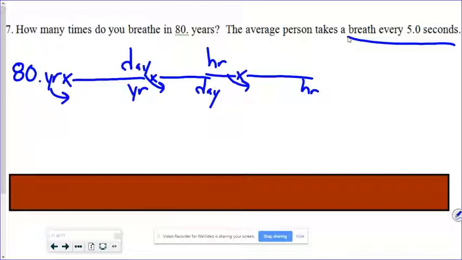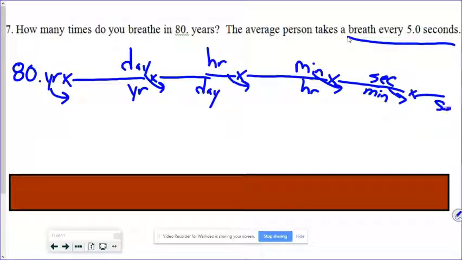Hours. What can I convert hours into? I can convert hours into minutes. All right, do I want my answer in minutes? No, I want it in breaths, so I got to get rid of minutes. So whatever's up here goes down here, minutes. What can I convert minutes into? What can I convert into breaths? No, I don't know that. I know seconds, so I can convert that into seconds. Do I want my answer in seconds? No, I want it in breaths, so that goes in the bottom of the next step. Seconds. And finally, I get breaths up on top.